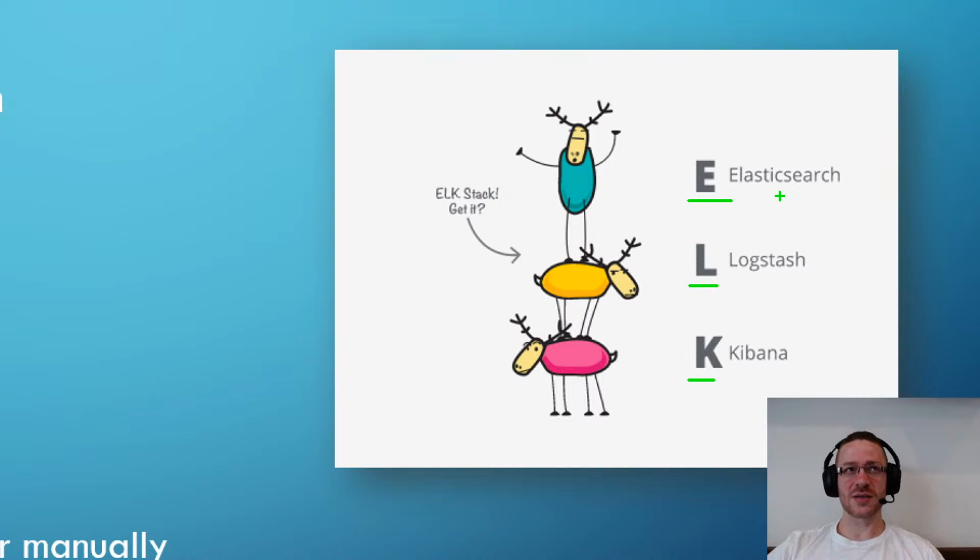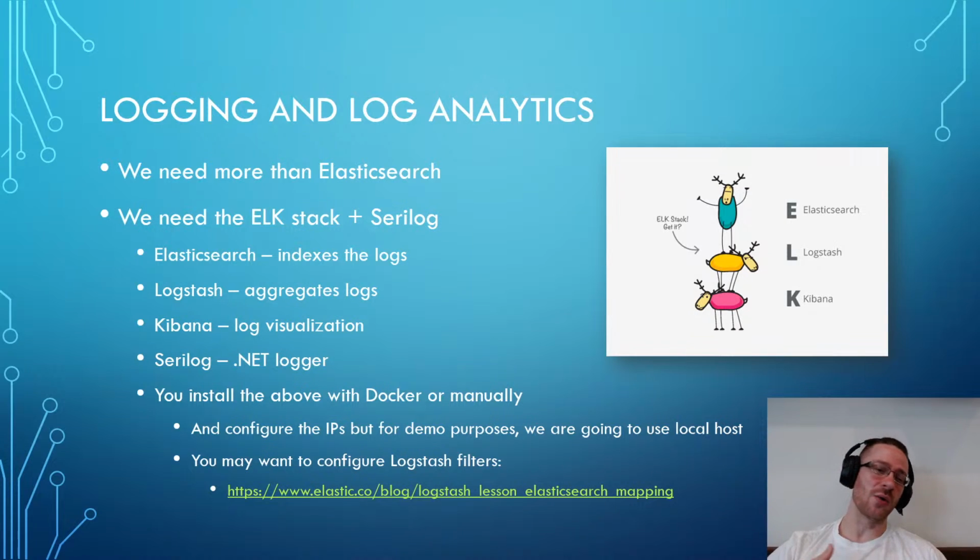The Elk Stack is a super popular stack for logging and for storing lots of data which needs to be visualized later, but doesn't need to be visualized super often. The Elk Stack contains Elasticsearch, Logstash, and Kibana. I'm going to explain all of these and show you how they work.